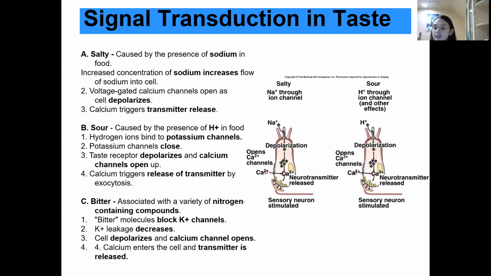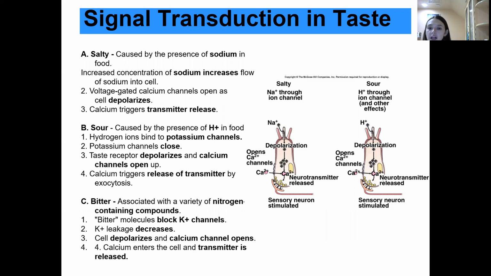Sour is caused by the presence of hydrogen ions in food. Hydrogen ions bind to potassium channels. Potassium channels will close. Taste receptors depolarize and calcium channels are going to open. Calcium triggers release of the transmitters by exocytosis, and as a result, this neurotransmitter is going to influence the dendrites of the sensory neurons, which transmit taste sensation.